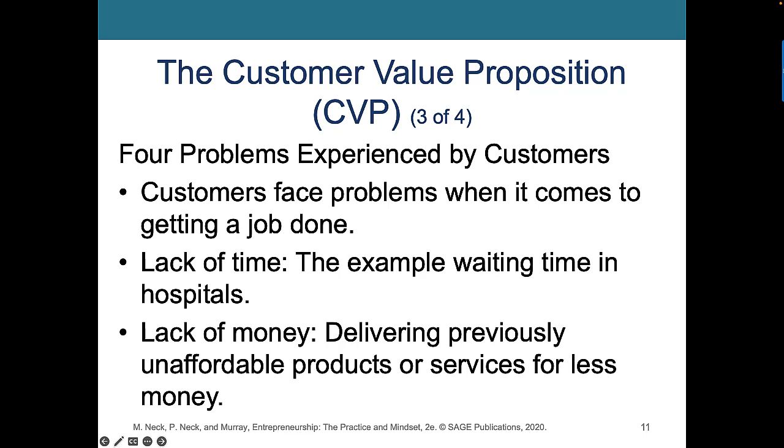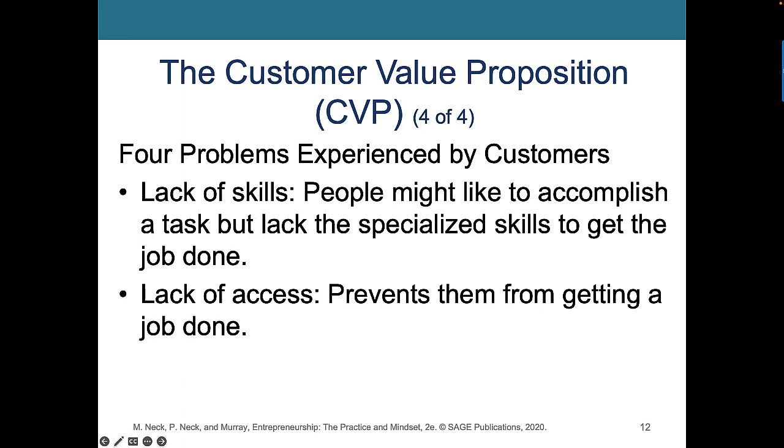The four problems experienced by customers: lack of time, lack of money. Customers face problems when it comes to getting the job done. So, of course, lack of time, money, skills, and lack of access, right? And so how are you going to solve that for them? Look at these pain points, and how can you solve them for them?